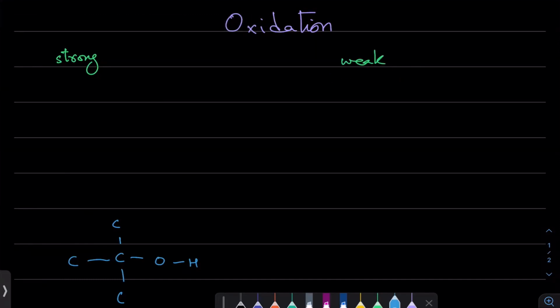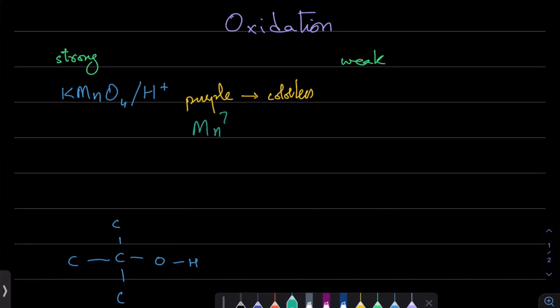The strong oxidizing agents that we know of, one of them is KMnO4, potassium manganate 7. We always use it in H positive, which means that we use it in acidic media. Whenever this reacts, it goes purple to colorless. So that's the strong oxidizing agent, KMnO4. Now, how does it do that? It absorbs or takes 5 electrons. So it's a very strong oxidizing agent because it goes from +7 to +2, and that takes 5 electrons from whatever it is oxidizing, obviously.